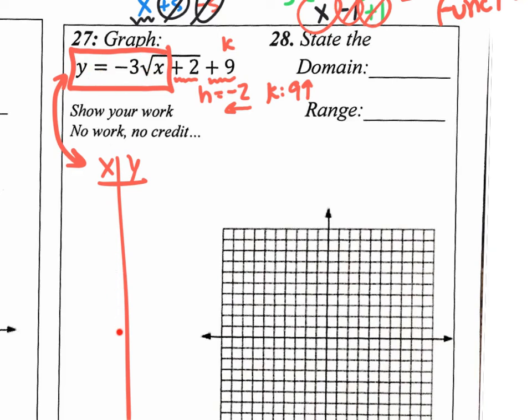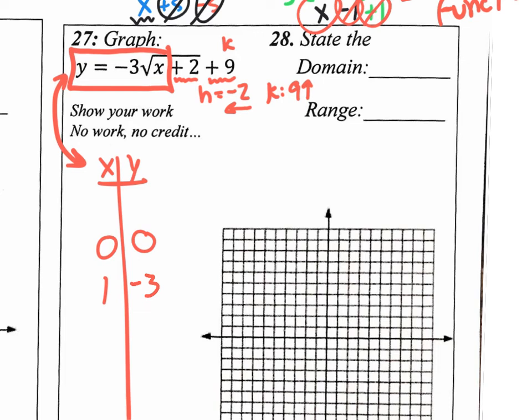So what inputs would be nice when you just deal with the square root? Obviously, perfect square numbers. Like the square root of 0 is great. Why? Because the square root of 0 is 0, and 0 times -3 is 0. When you plug in a 1, that also works. The square root of 1 is 1, and 1 times -3 is -3.